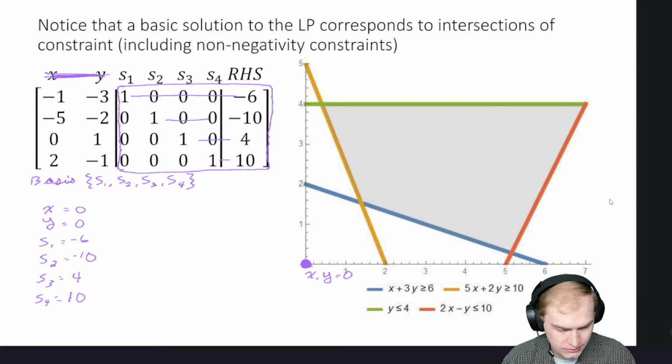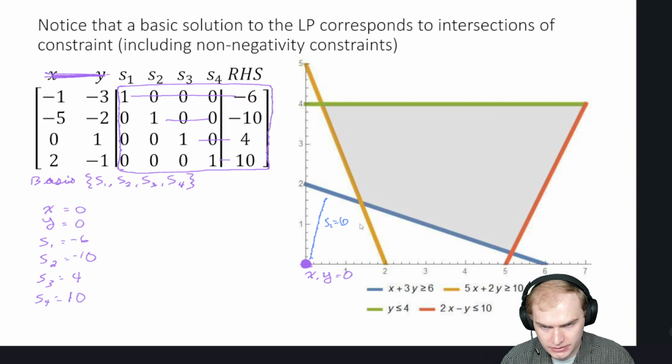So just to draw these on the plot here, S1 is -6, S2 is -10, S3 is 4, and S4 is 10.